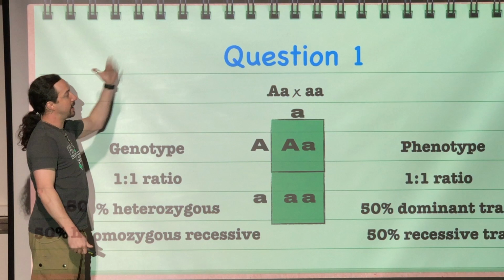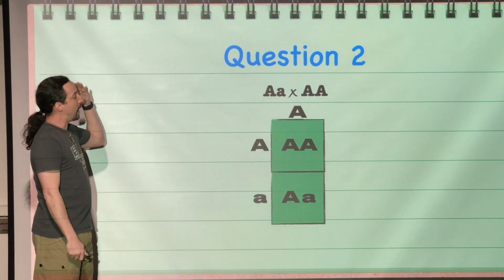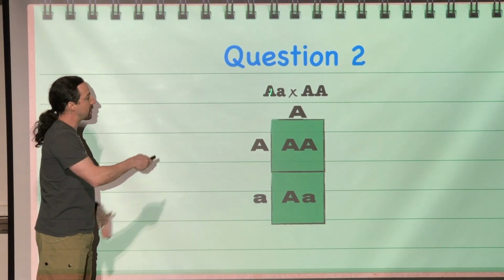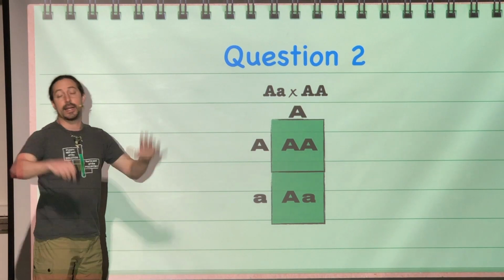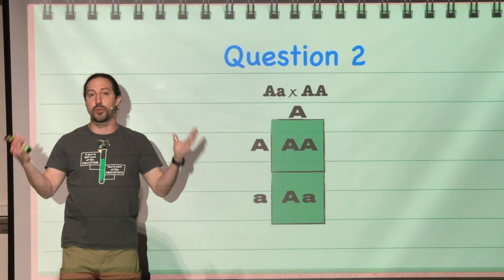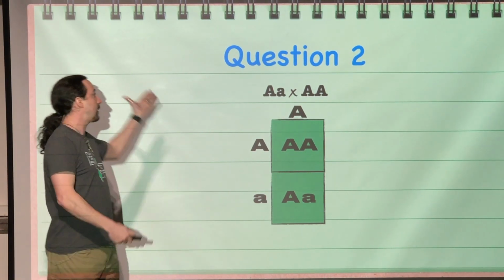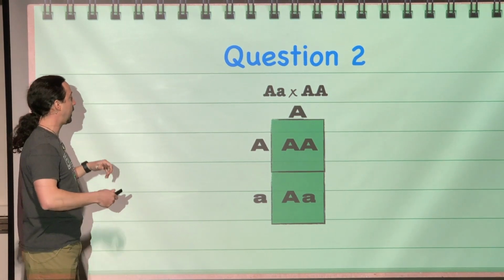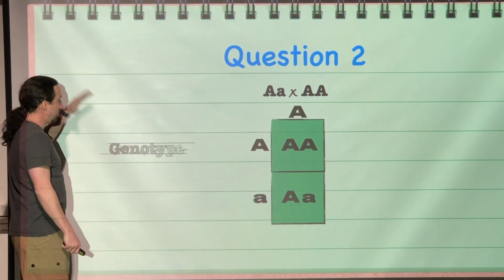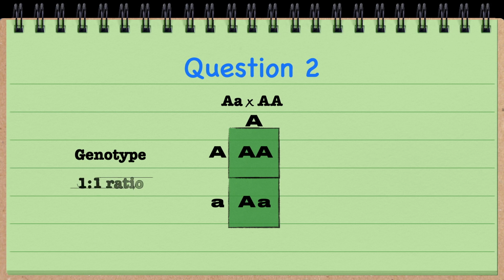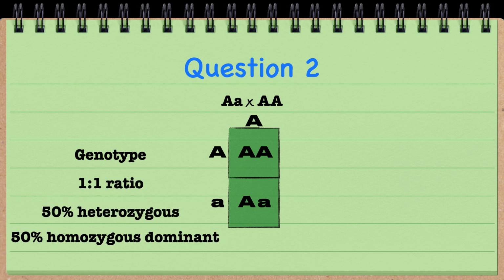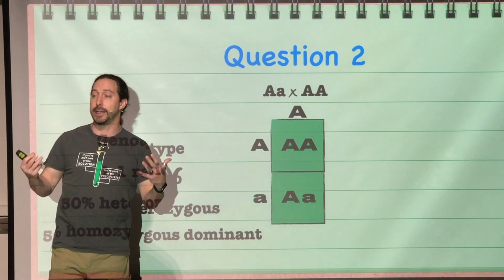What about the next question? Well, that was a heterozygote crossed with a homozygous dominant. Again, using only a 2x1 square because the homozygous dominant can only pass on the dominant allele. The genotypes, well, it ends up being a 1-to-1 ratio again, where we have 50% that would be homozygous dominant and 50% that would be heterozygous.